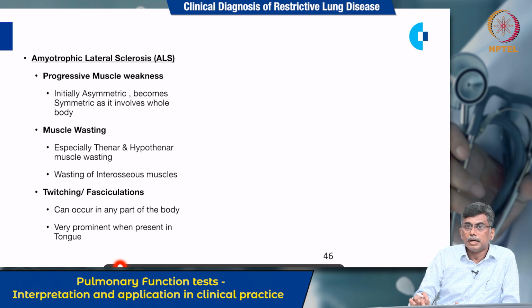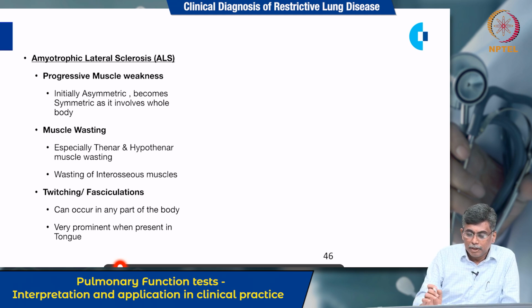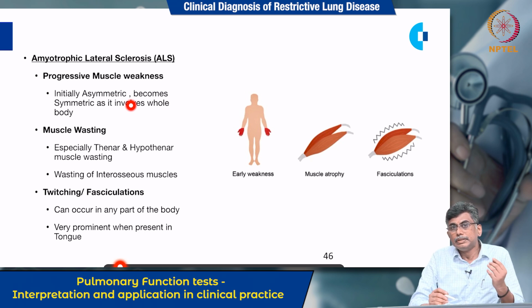Now third among the neuromuscular diseases is the nerve problem. The diseases we know are amyotrophic lateral sclerosis, then polio, and Guillain-Barré syndrome. What is important about amyotrophic lateral sclerosis? In amyotrophic lateral sclerosis, the problem is both in the upper motor neuron and lower motor neuron. There is a progressive weakness. Initially it is asymmetric, only one area will be involved, but then it becomes progressive and symmetric.